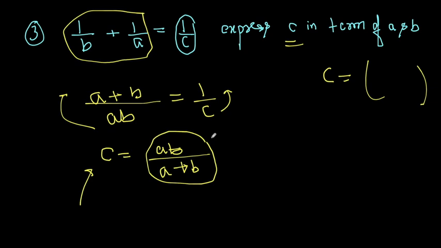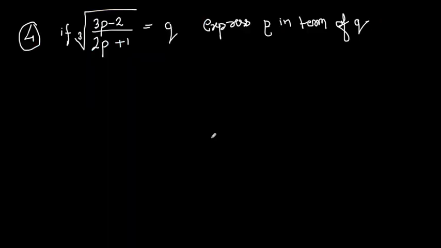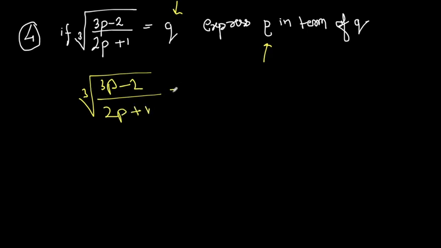Let's start with the last question. This question is a little bit difficult, in terms of simplification. Now the subject is q and we want our subject as p. There is a cube root here, so first I want to get rid of this cube root. So what I will do is take the cube on both sides. So this is the question: the cube root of 3p minus 2 over 2p plus 1 is equal to q.